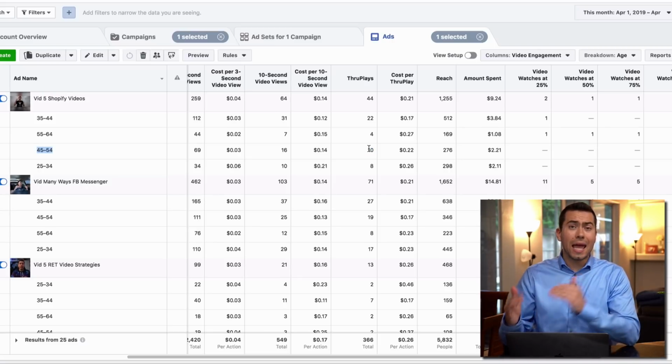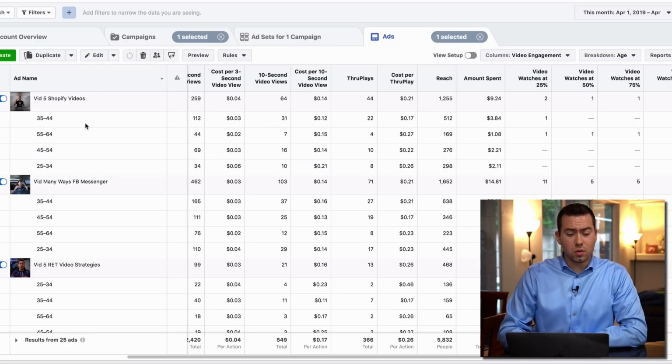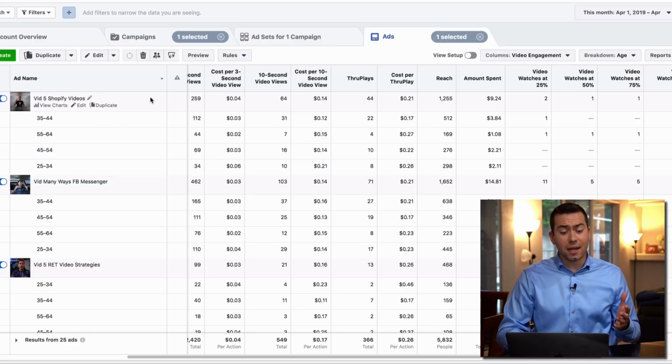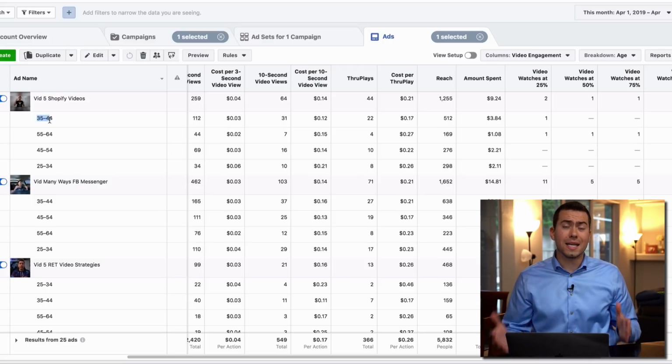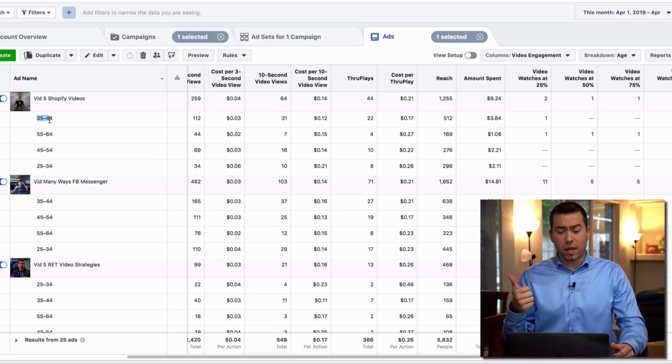Now that's the leading age for the through plays. So, if I'm trying to draw a conclusion of this ad, I know that 35 to 54 is the age range that's responding with this ad the best. I know that this ad has got a really great click-through rate. It's got a good view-through rate. I mean, the through plays are pretty decent cost and we're getting a good amount of them.